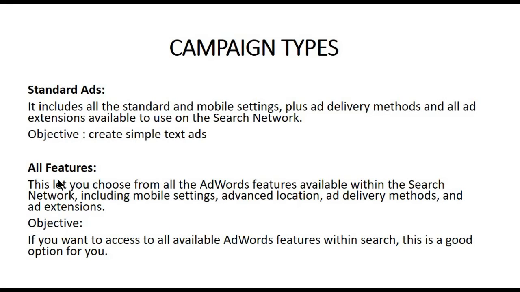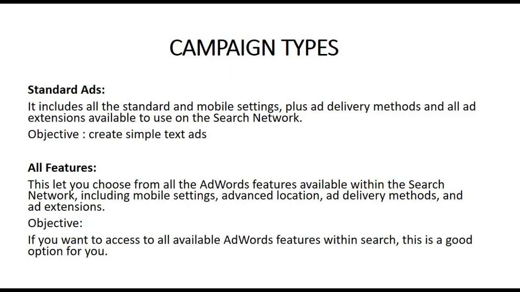When you use all features, this lets you choose from the advanced features available within the search network, including mobile settings, advanced location, ad delivery methods, and ad extensions. So ad extensions you get in both, but what is the difference? What extra will you get in the all features setting? You will get mobile settings, advanced location settings, and ad delivery methods. So if you want to access all the available features of AdWords within search, this is a very good option for you guys.